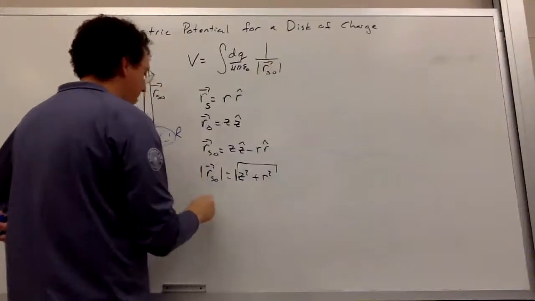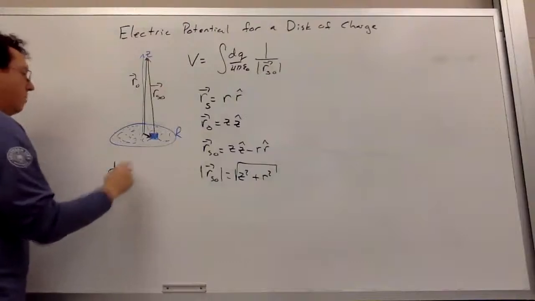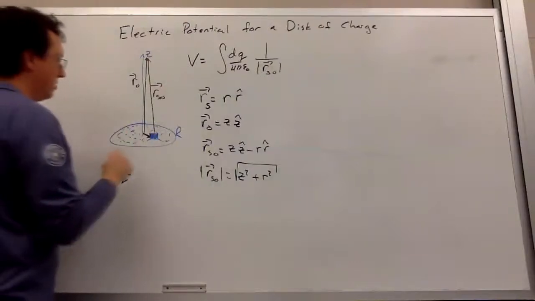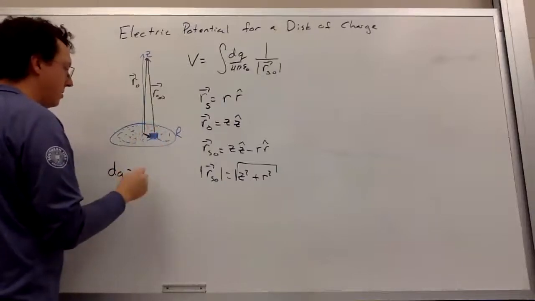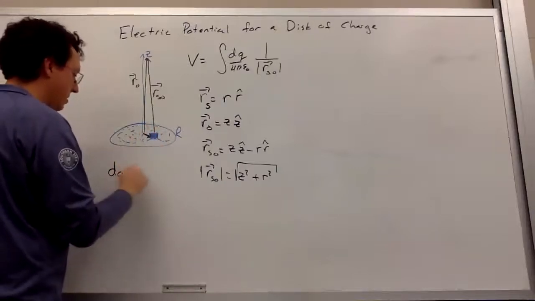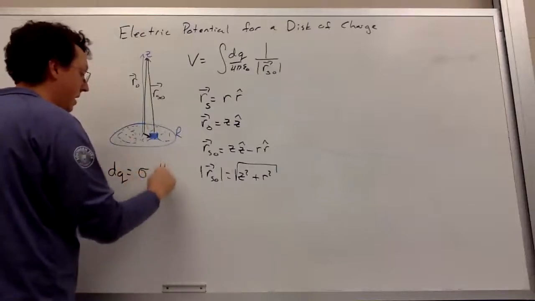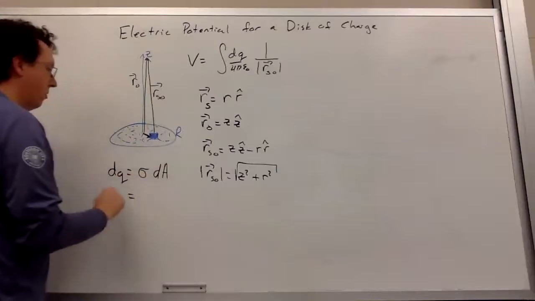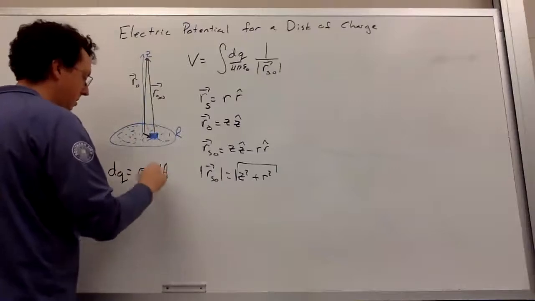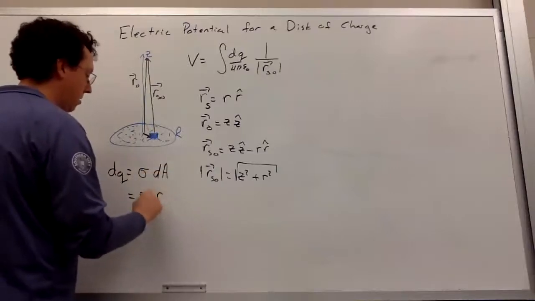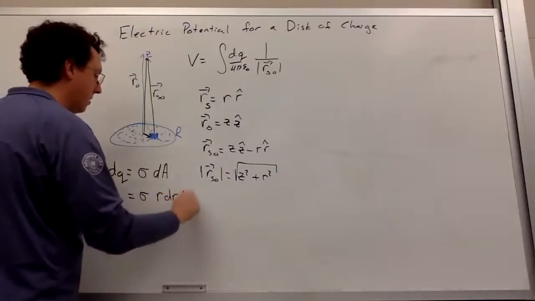We still have to work out dq. Well, we have charge spread out over a surface area. The surface area of a little patch we call dA. So the charge is the surface density, sigma, times dA. And we all remember from Calc 3 that dA is equal to r dr d theta.